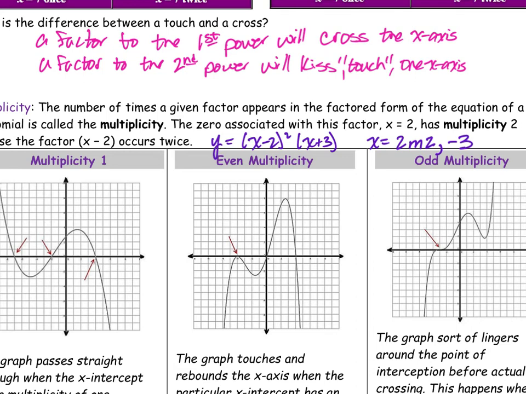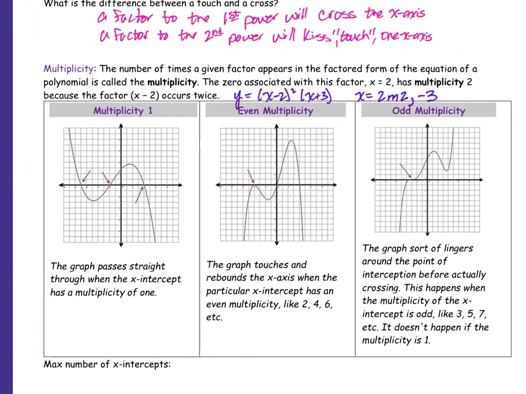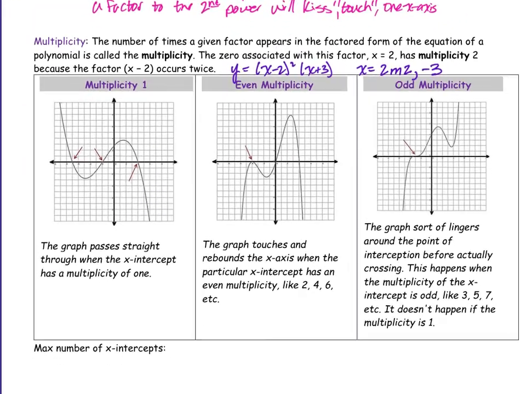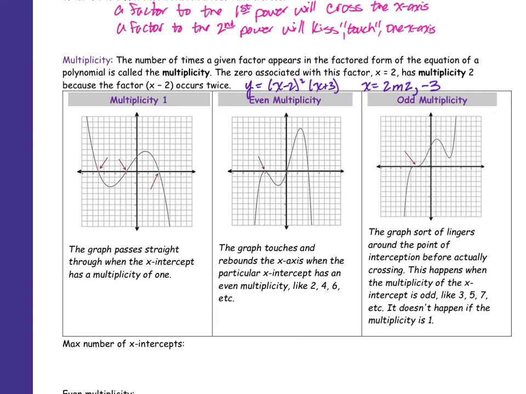So if my multiplicity happened to be this, like if I had y equals (x plus 2) cubed times (x minus 5) to the 4th power times (x plus 3), just made that up off the top of my head, and I'm going to solve for x. We all know it's the opposite of what's in the parentheses. You guys already know that, right?